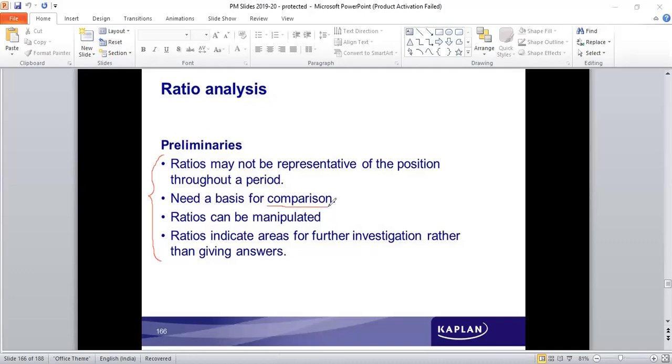Let's say a business has a profit margin of 10% and a competitor has a profit margin of 12%. If there is no comparison, 10 may seem to be good. But if the competitor has earned a profit margin of 12%, then 10 is not good.